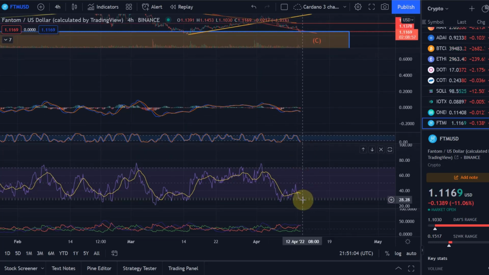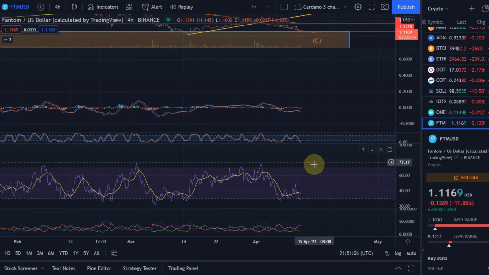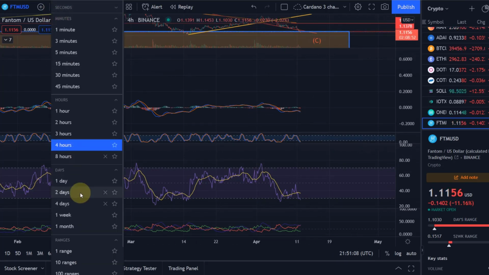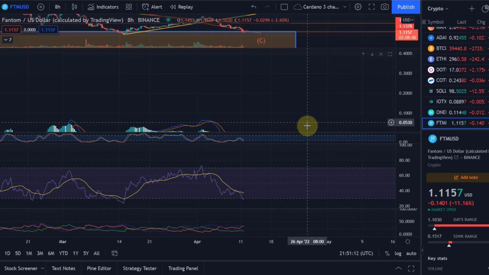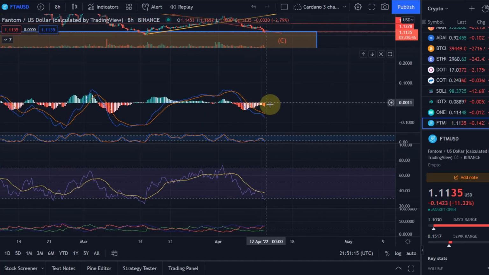The RSI isn't slowing down. The MACD isn't slowing down. So we see that downside potential here on the 4 hour, on the 8 hour as well. We were supposed to do here a bullish crossover, as it seems, but that was stopped. So we head further down.